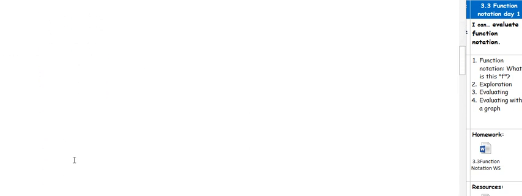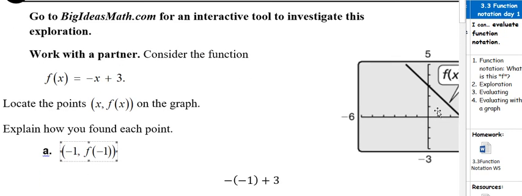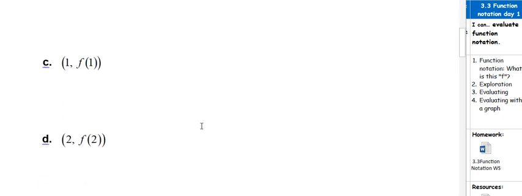You guys can do B, C, and D using that same method. Remember, you're just plugging in 0 into the function, plug 1 in, plug 2 in. You can even plug 0, 1, or 2 into the graph and see what number comes out there. So you've got options.